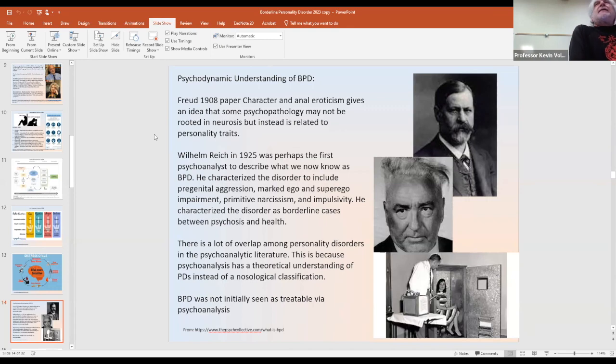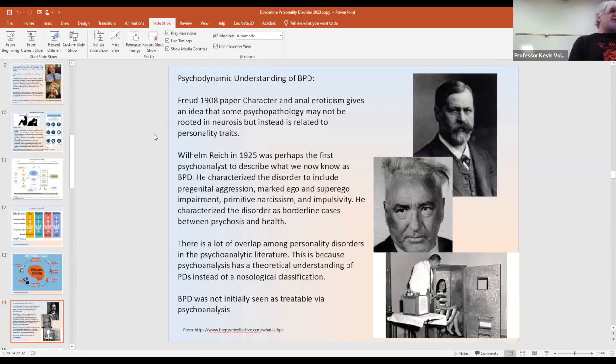Okay, and again, I'm going to keep repeating this. There's a lot of overlap among personality disorders and the psychoanalytic literature. This is because psychoanalysis has a theoretical understanding of personality disorders instead of a nosological, a naming classification system. So we're going to understand personality disorders from a theory, not just from grouping symptoms together. That is what makes it useful, and it also helps guide what you're going to do clinically with folks with personality disorders.